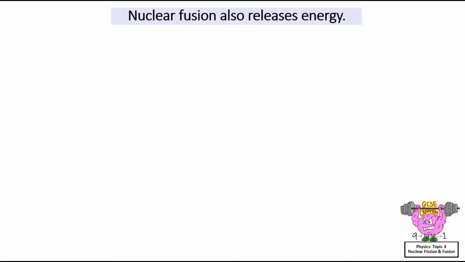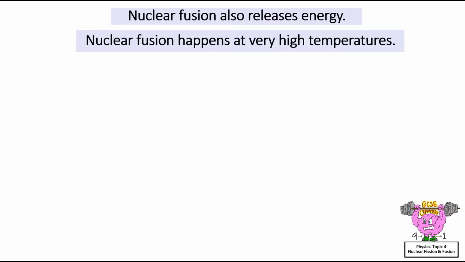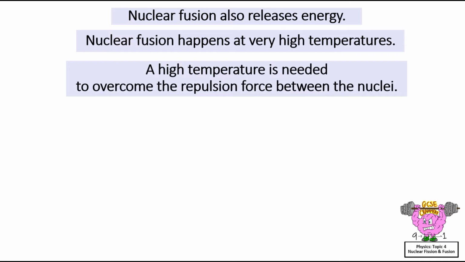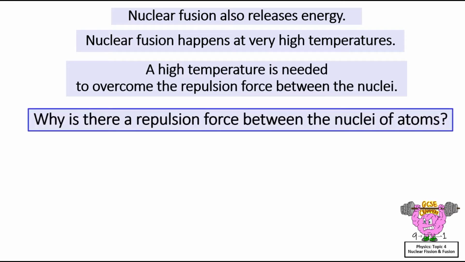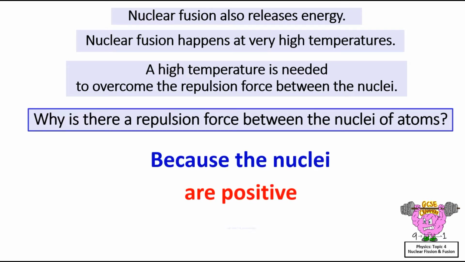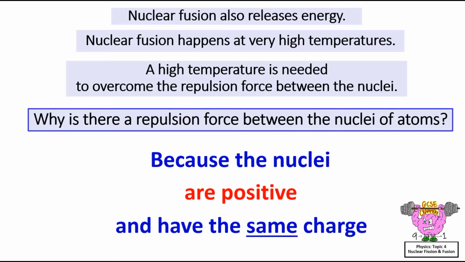Nuclear fusion also releases energy. Nuclear fusion happens at very high temperatures. A high temperature is needed to overcome the repulsion force between the nuclei. Why is there a repulsion force between the nuclei of atoms? Because the nuclei are positive and have the same charge.